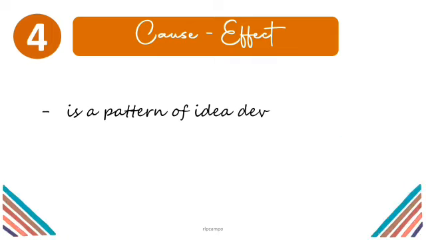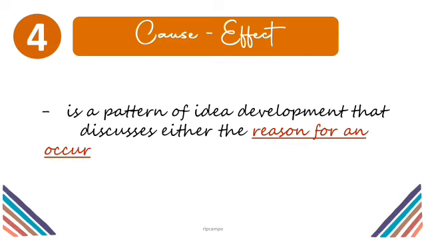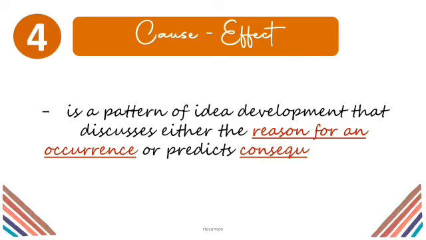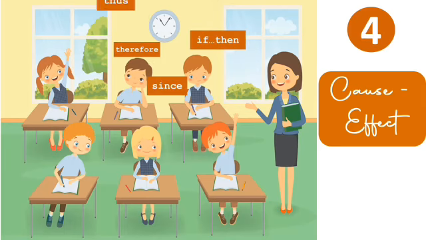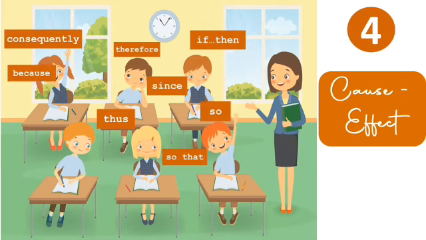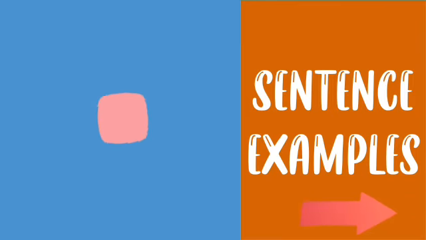Cause-effect is a pattern of idea development that discusses either the reason for an occurrence or predicts consequences of an occurrence. Or it is a kind of relationship between two things wherein one thing makes something else happen. These are the grammatical expressions for the cause and effect tandem. Let us have examples for better understanding.